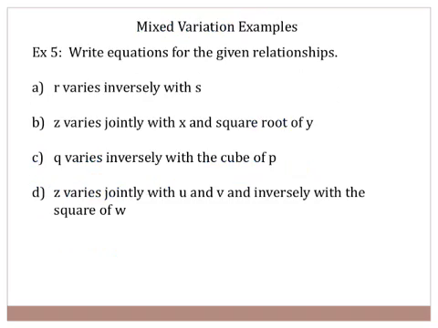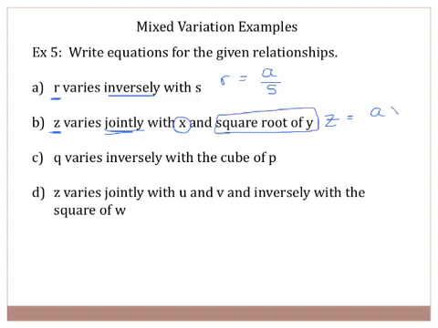Now this slide is just practice for writing models, writing equations for these relationships. R varies inversely. You're always going to start with writing the first variable equals your constant and either multiplying or dividing. The inversely is an opposite relationship, so you're going to divide. Same thing: z equals your constant, that's always going to be the case, and it's jointly, which means you're going to multiply, but you're multiplying x and the square root of y. You need to have the square root. So x square root y.